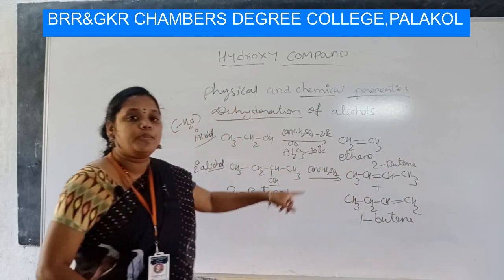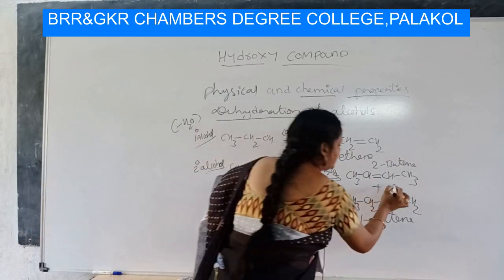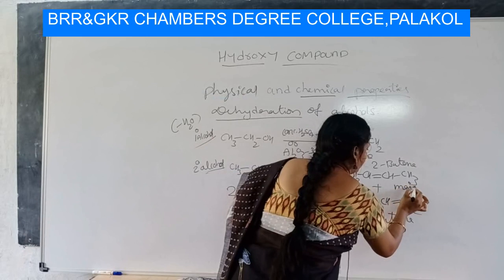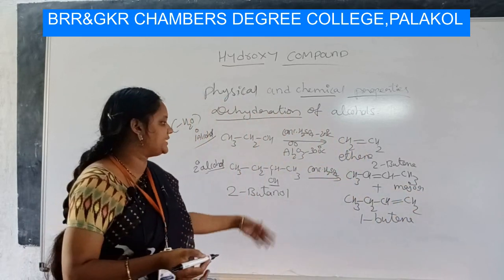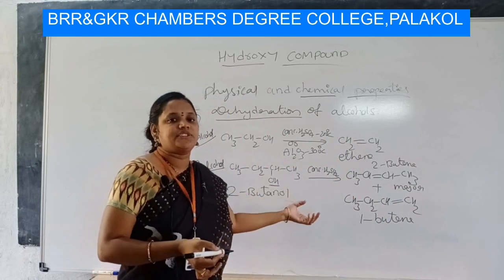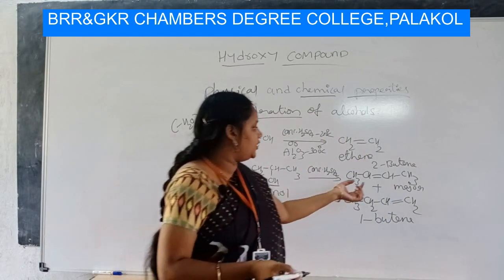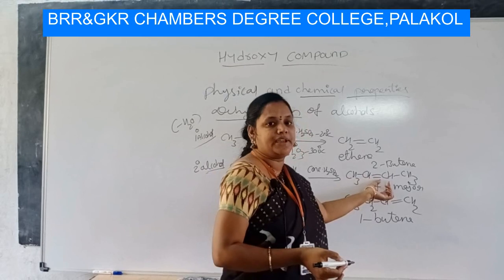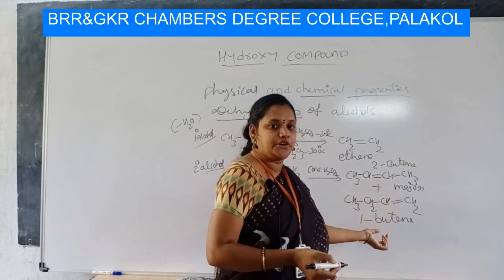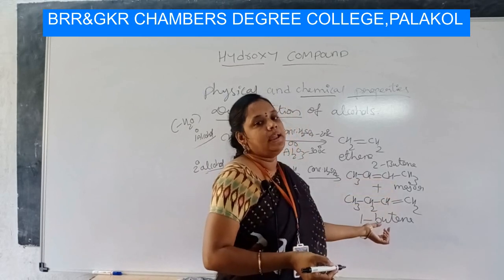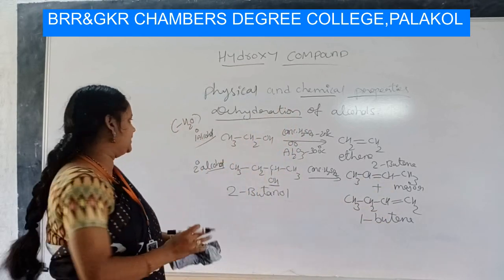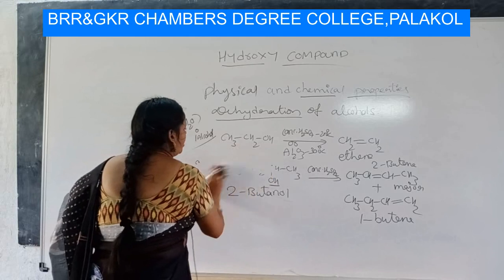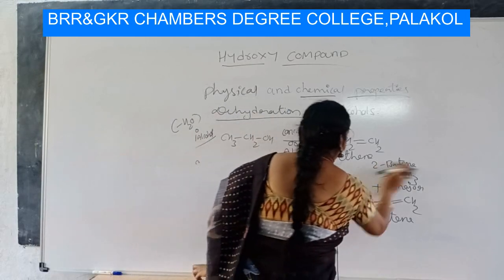But the 2-butene which is formed is the major product. Why is it so? Because of the Saytzeff rule. We use the Saytzeff rule here. Saytzeff rule means the more substituted double bonded carbon is the major product and the less substituted one is the minor product. This is about secondary alcohol, students. Let us see about tertiary alcohol.